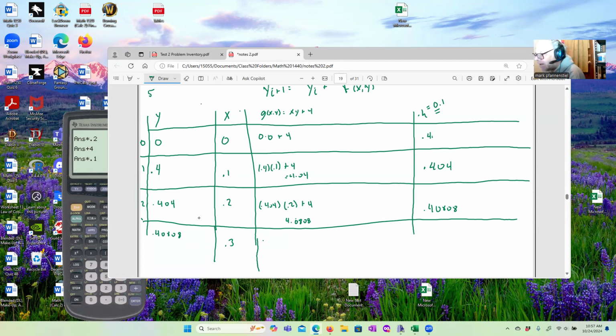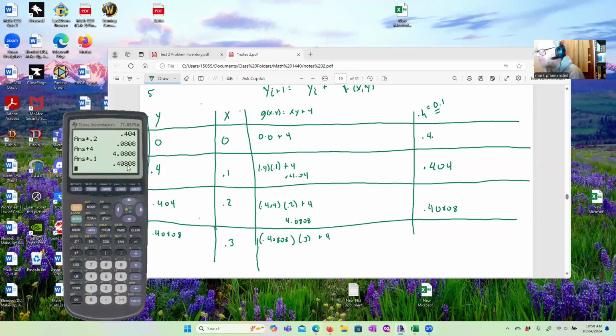So we're going to have 0.40808. I guess you need a sharp pencil to do this problem. Times, what's my x value? 0.3 plus 4. Let's go ahead and figure that out. So 0.40808 times 0.3, about 0.3.